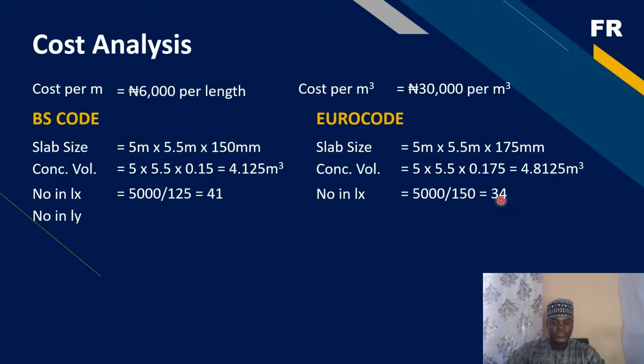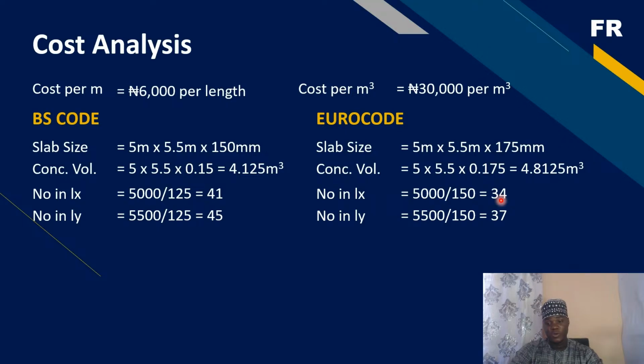Then along the long span, the size of the long span is 5.5 meters. So at the end of the day, we are having 5.5 divided by 125. So that will give us 45 numbers. Then for the Eurocode, since the spacing is not the same, 5.5 divided by 150 will give us number of 37. So the cutting length of this reinforcement is going to be virtually the same or very close.